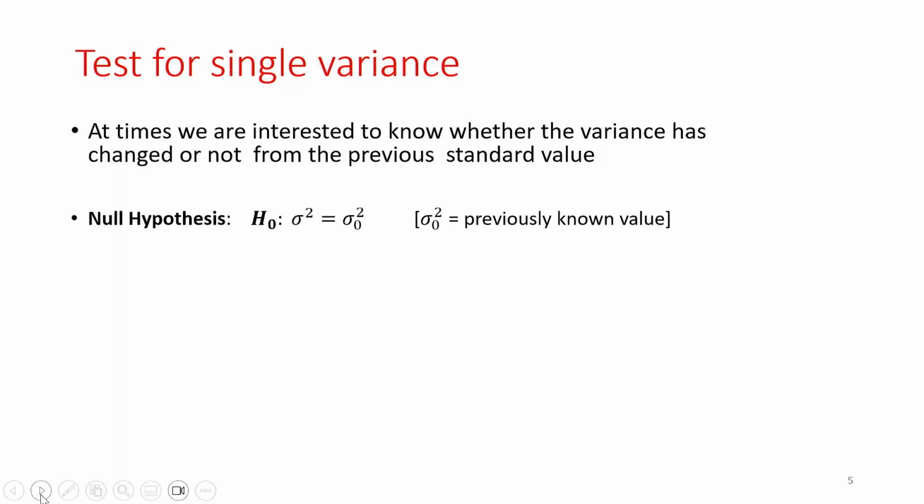These things I have already told earlier, and we need to only test the variance whether it has changed or not. So in this case, the null hypothesis would be that sigma square equals sigma square 0. Sigma square basically means the variance. Sigma square 0 is the previously known value, the original value. This is the original value.